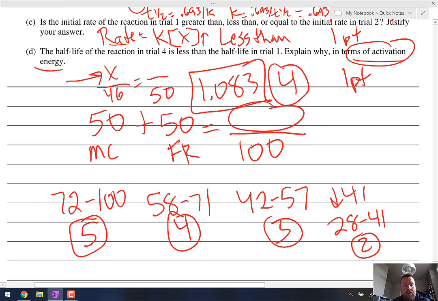Okay, so hopefully you're in one of those higher ranges. And if not, remember, guys, we're still learning from this. So take this as a learning opportunity. Everything that you got wrong, hopefully you learned something from, and you're going to do better on the next one.